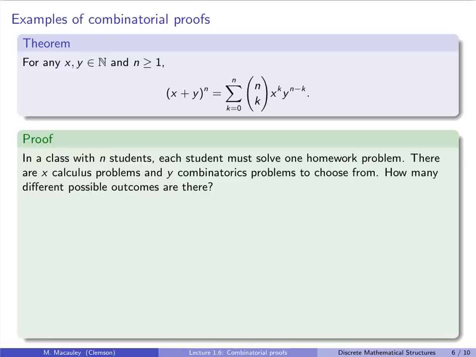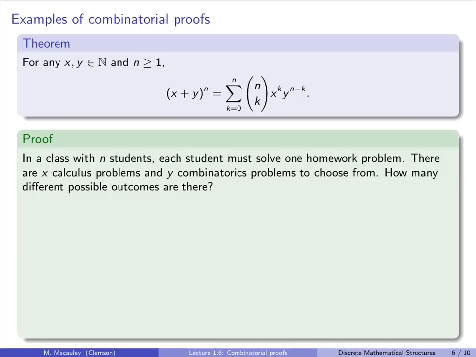Well, if you did, it's probably different from this one, though it likely has the same flavor. So in a class with n students, suppose that each student must solve one homework problem. There are x calculus problems and y combinatorics problems to choose from. How many different possible outcomes are there?